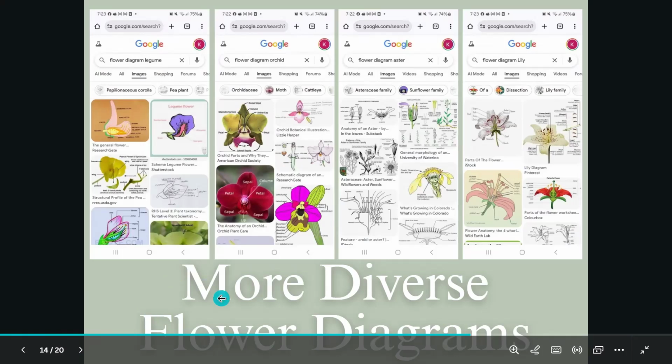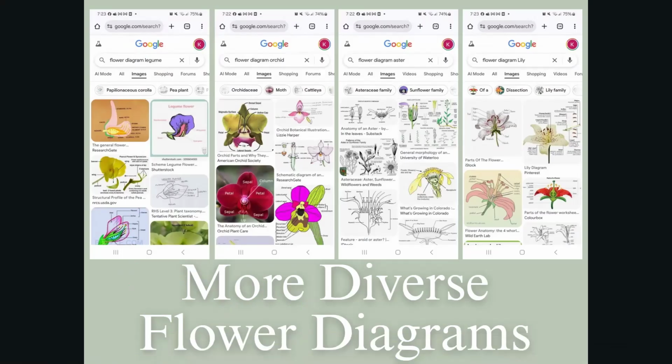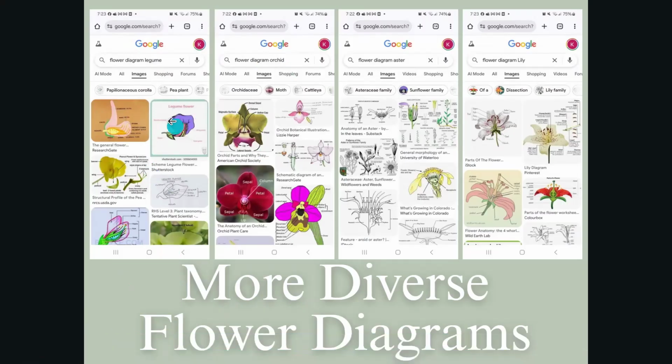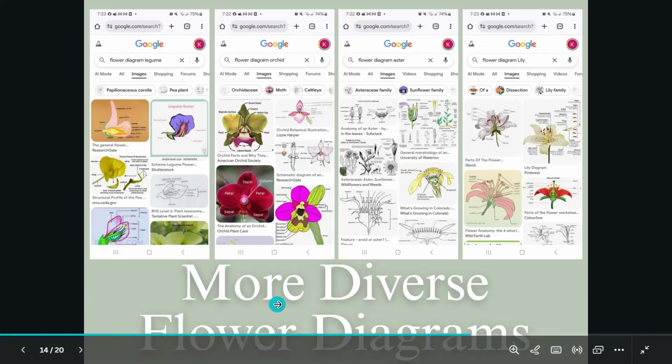But here are more diverse flower diagrams. So just to go back, now that we have seen more of the biodiversity, aside from just that traditional one, which I think was a lily, Liliaceae. But now we've got the flower diagrams. These are the legume flowers, like our bird's foot trefoil, the clovers are going to have this structure here. Orchids, then we've got the asters and then the lilies. So you get a lot of diverse flower diagrams there. And this is not even comprehensive.